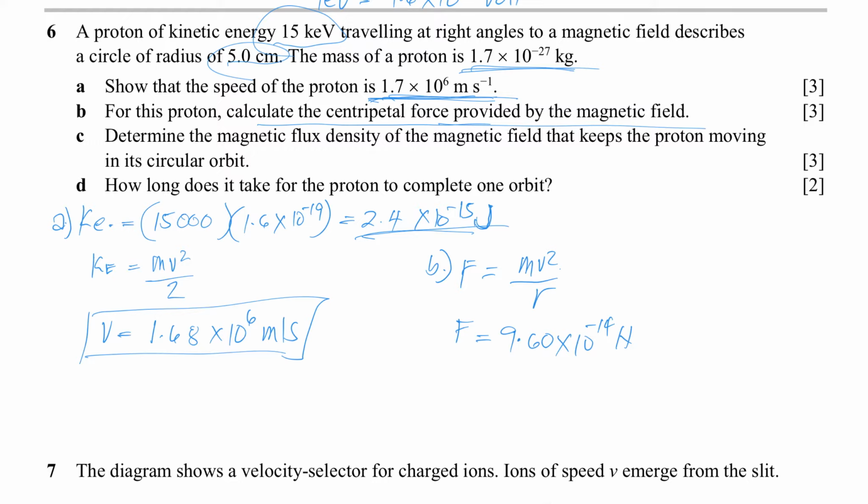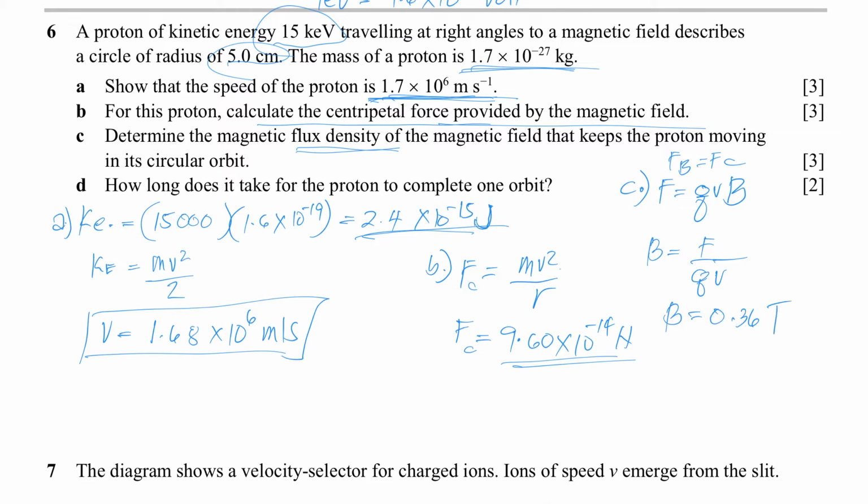Now for letter C, determine the magnetic flux density. The force is simply Q times V times B. Remember that FB is equal to FC, so the value of FC will be utilized for FB. The formula of B will be F all over Q times the velocity. You can take the data, and then B will be around 0.36 Tesla.